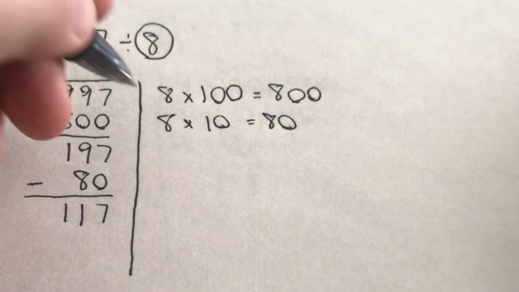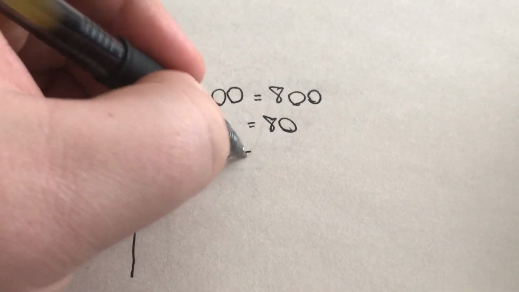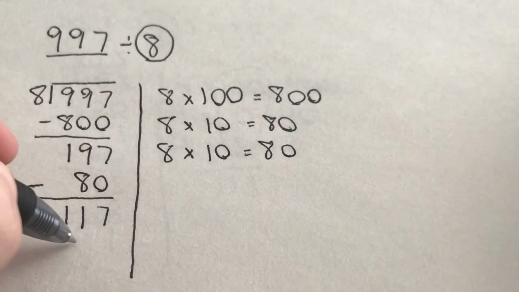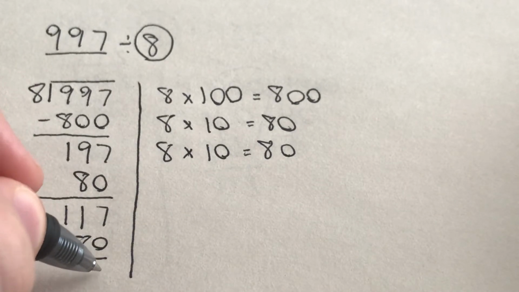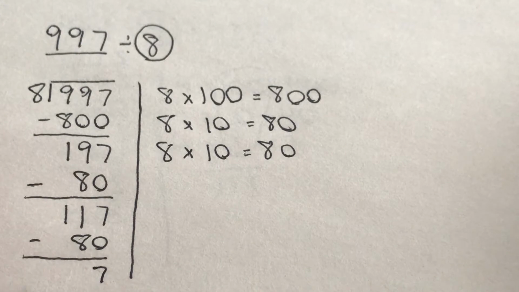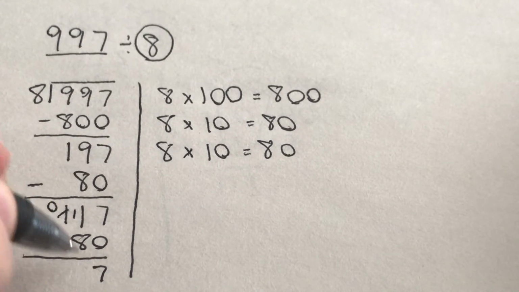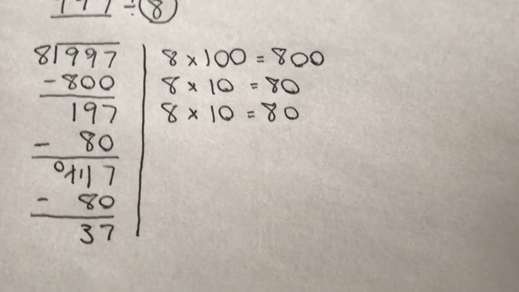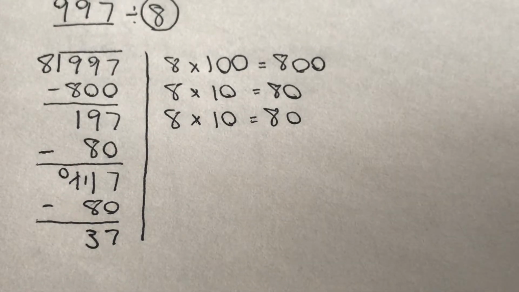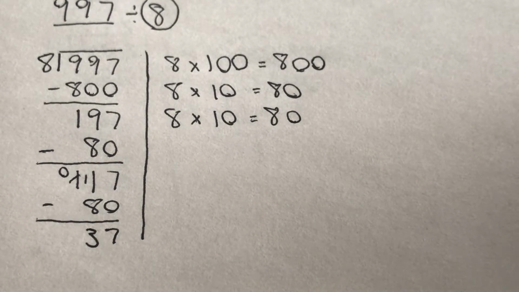So let's just keep going. 8 times 10 equals 80, as we know. Subtract our 80 again. 7 minus 0 is 7. 1 minus 8, we cannot do that. Borrow, 11 minus 8 is 3. All right, we're going to have to move my paper up a little bit. Okay, now we're down to 37. That's still larger than 8, so we're not finished just yet.